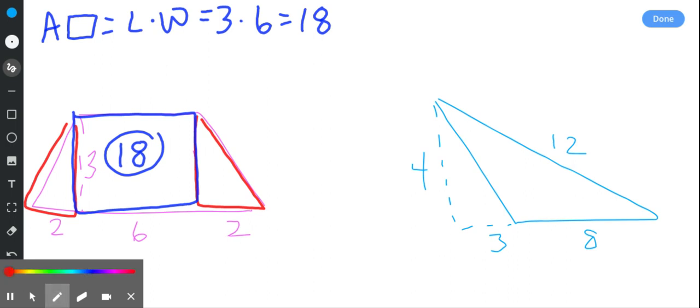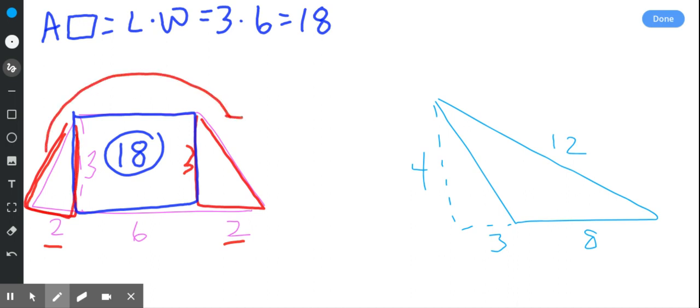Now I notice my base and my height, 3 is opposite 3, are the same. So my triangles are actually going to be the same area. I don't have to find them separately. Another way you could think about it is if I take this triangle here and turn it and put it over here, it would actually make a rectangle. So it's just another way to look at it.